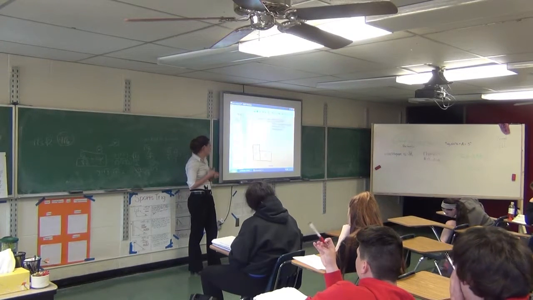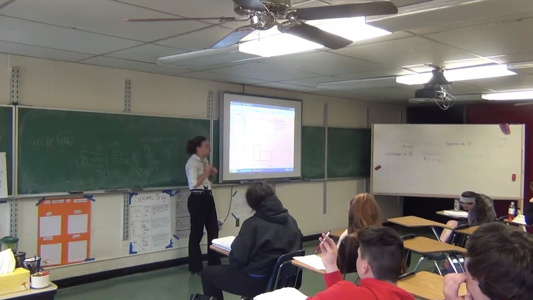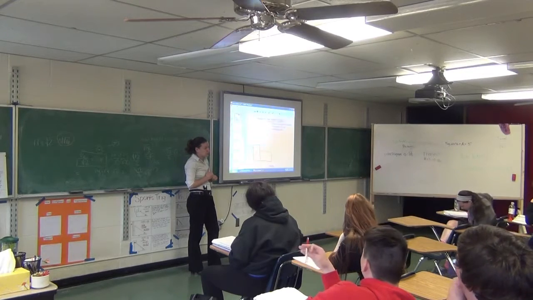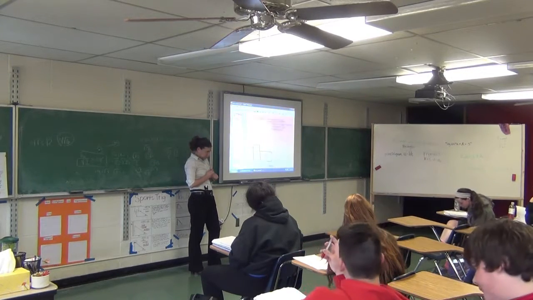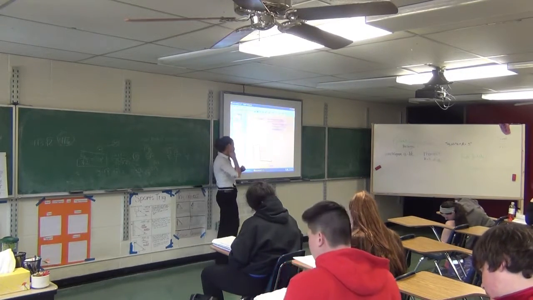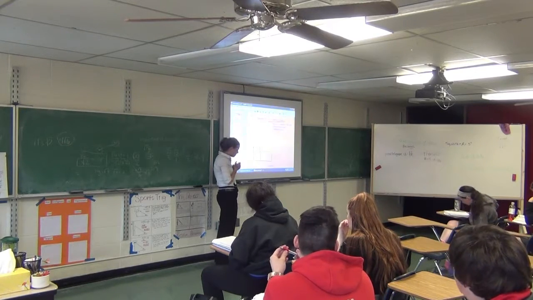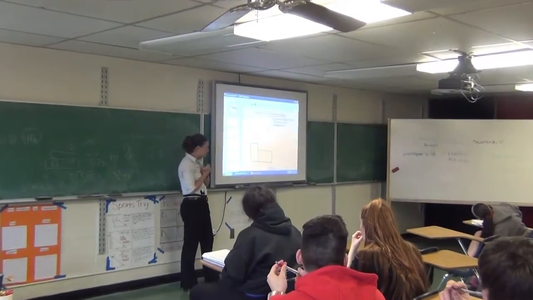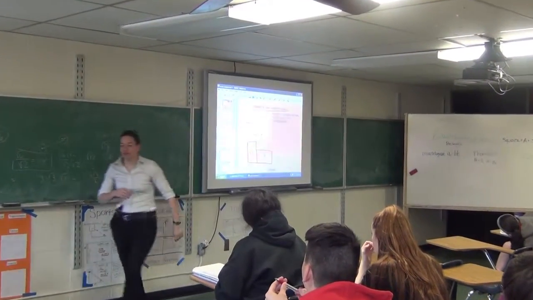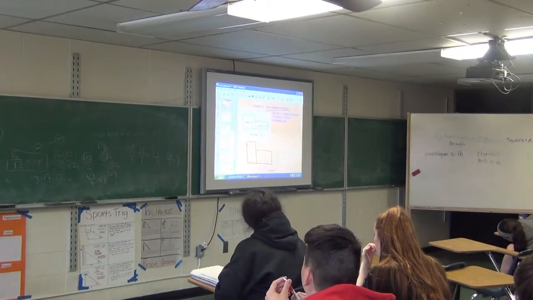So, what do you think we're going to start with? What did we start with yesterday? A square. We started with a square, so that's what we're going to start with today. The area for a square is side times side. So, go ahead and get your paper.